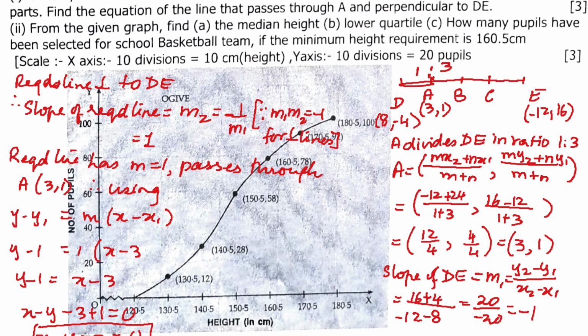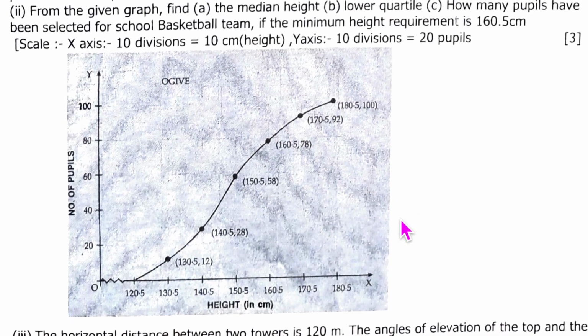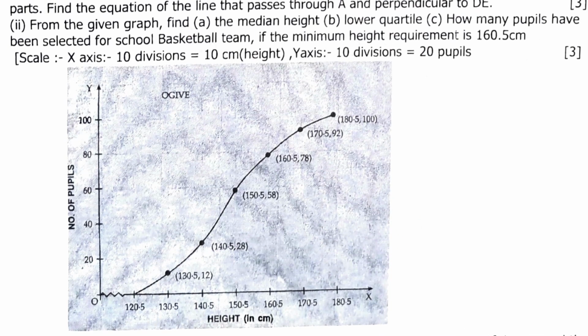Alright. Now, how is this one? Tell me. This is good. Now they have given you a ready-made thing. They ask what is the median height? There are 100 over here, correct? So where is 50? 50 will be somewhere here. Median height and lower quartile. Minimum height is this. So you have to come like this with the ruler.